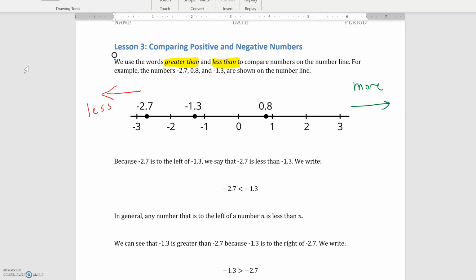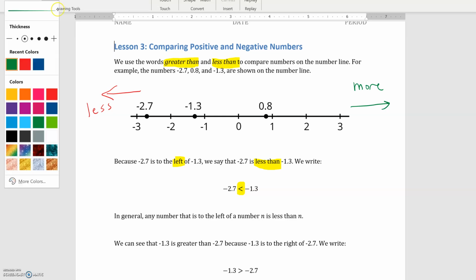So we can write an example of this. Because -2 and 7/10 is to the left of -1 and 3/10, we say that -2 and 7/10 is less than -1 and 3/10. And we write that with this symbol here. This symbol stands for less than.